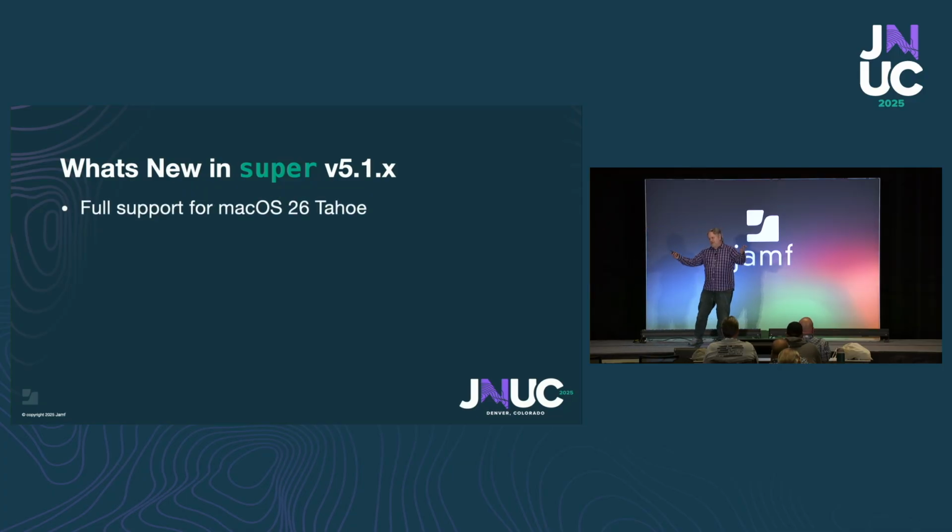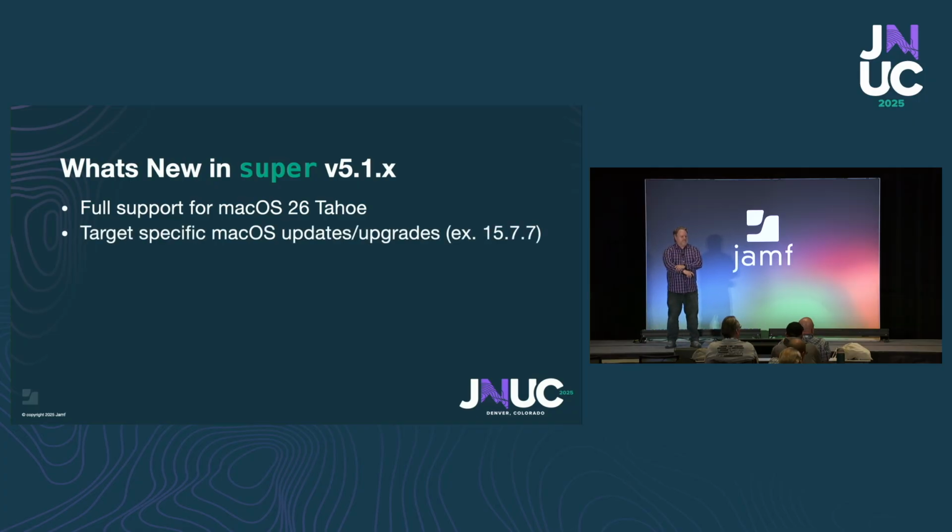So full support for Tahoe, that's the baseline, right? Then, a couple weeks ago, I was at Mac Evans PSU, and Kevin called me out. I was like, can you point out specific versions and target specific versions? No, except for the build that I released last week, which can target specific versions. So you can use full version numbers as a target in the new version of Super. And that includes updates and upgrades. Previous versions, you could only target a major upgrade version.